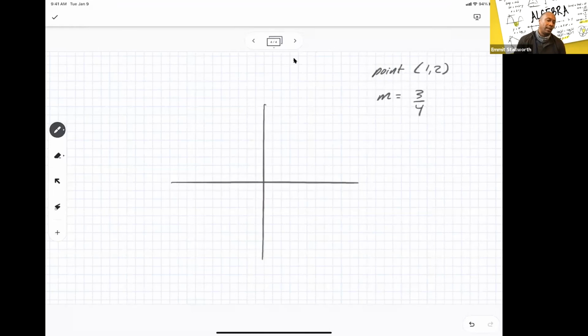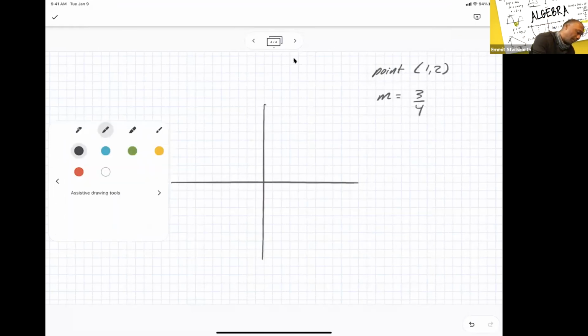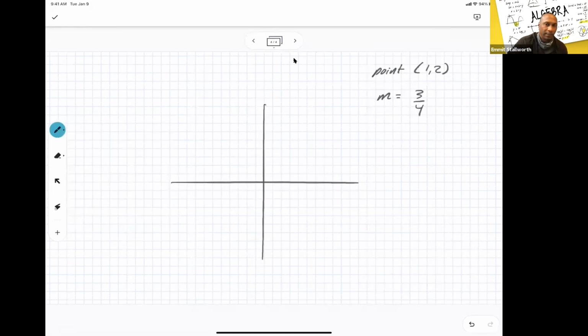So this is what we got. We have a point, which is (1, 2). And then we have a slope, which is 3/4. So you know that we're going to rise 3 units and we're going to run 4 units. All right, so let's plot these points.